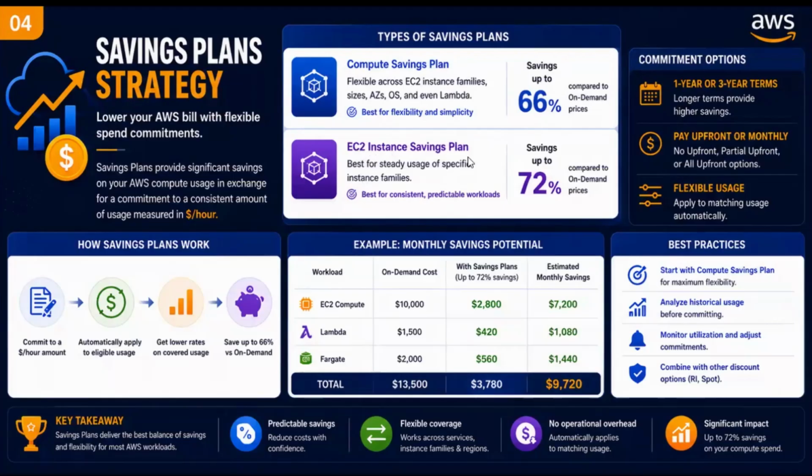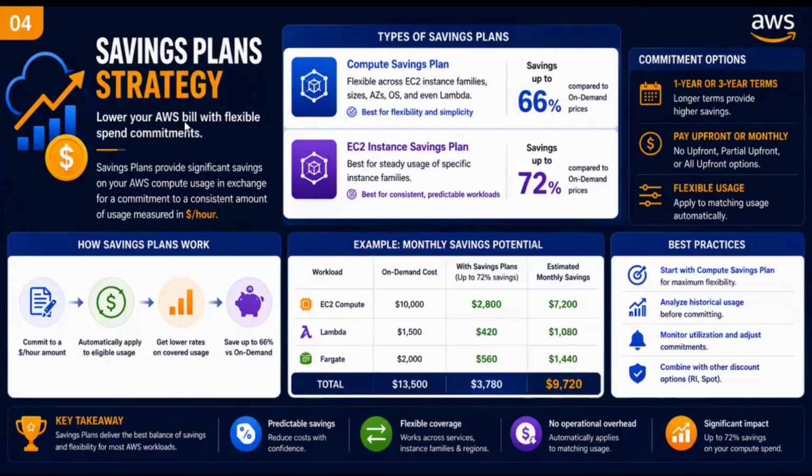When you choose the EC2 instance saving plans, it covers only a steady instance family, so steady for consistent and predictable workloads. So these are the two things that are different in the saving plans. With Compute Savings Plans, you are saving up to 66%, and with the EC2 Instance Savings Plans, saving up to 72%.